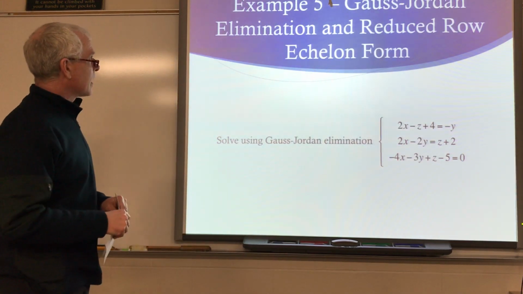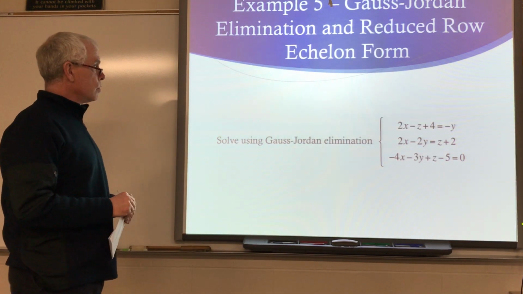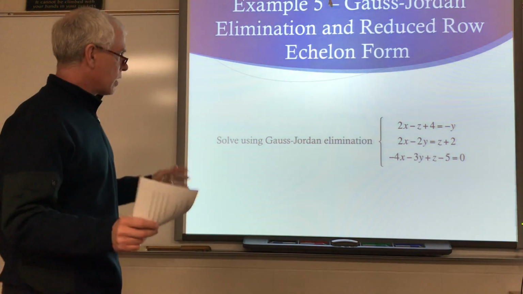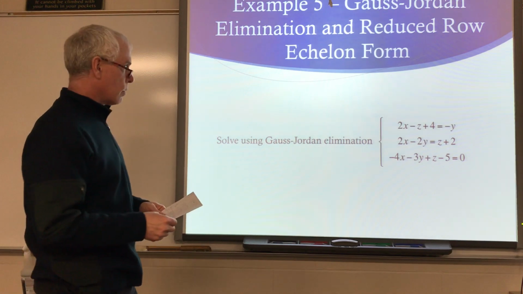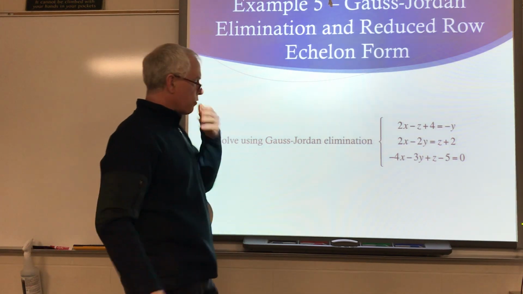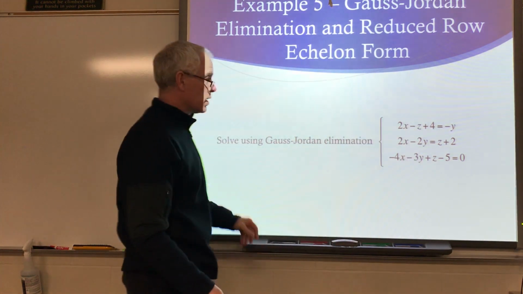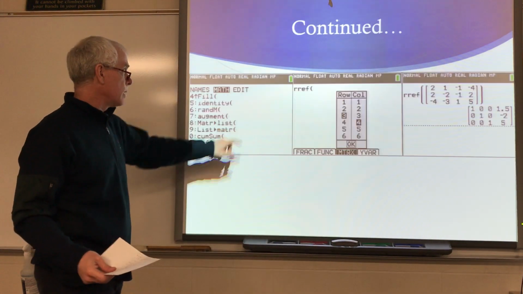Okay. So Gauss-Jordan elimination, get it into reduced row echelon form. This is going to be a calculator. We could do it by hand, but we've got a calculator to do it, so we're going to do it, okay? So what we're going to do for 5 is we're going to be able to put this in the calculator and ask the calculator to put it in reduced row echelon form. And I'm going to show you the screens for that.